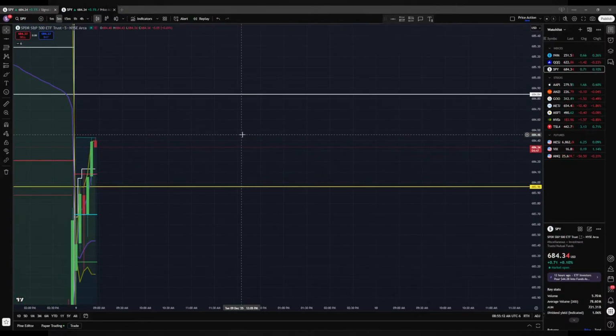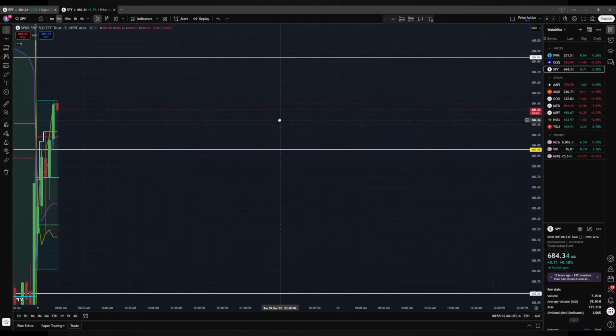My target's going to be, I mean, really all I've got up here is the overnight high as a target. So I'm going to do 25%, 50% as my targets, which would be, I got in at $80 per contract, so $100 or $120. So we'll see.